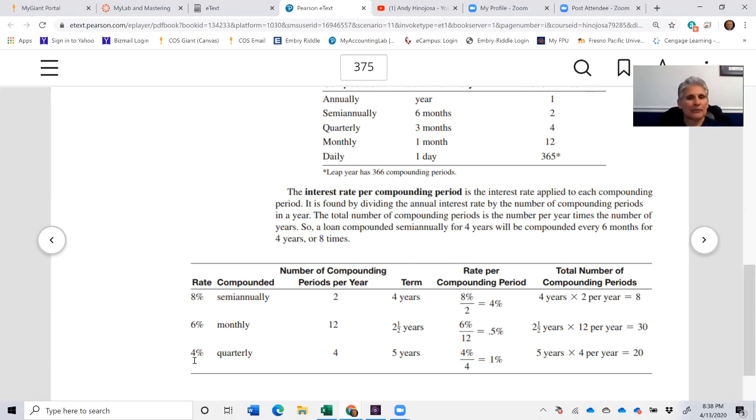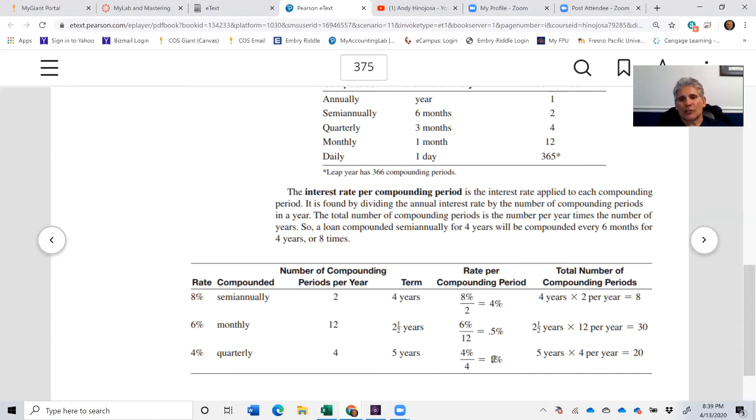In the last example, it's 4% quarterly. The number of compounding periods per year is 4. The term is 5 years. So we're going to take the rate, we're going to divide it by 4 to come up with the rate per period. And then we're going to multiply the years by 4 to get the number of periods. 1%, 20.